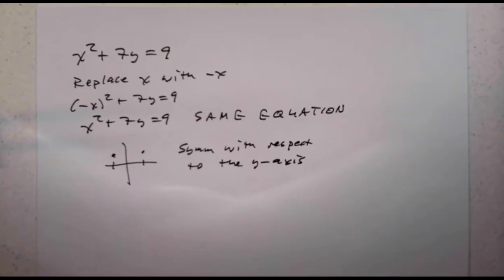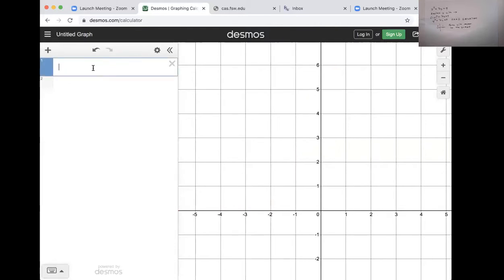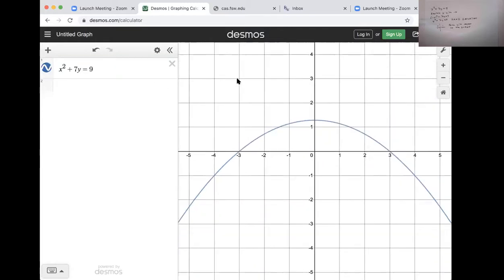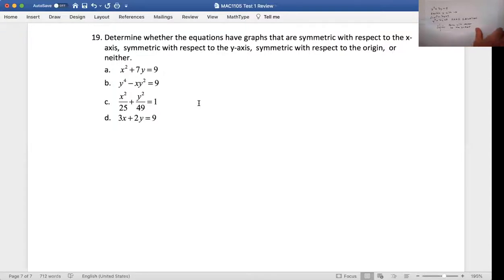So if we look at the graph of this, let us go to Desmos and see. We're going to graph x squared plus 7y equals 9. And sure enough, it looks like the y-axis is acting as a mirror. So that is symmetric with respect to the y-axis because I replaced x with negative x and have the same equation.